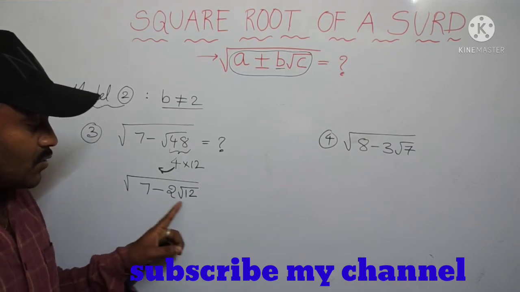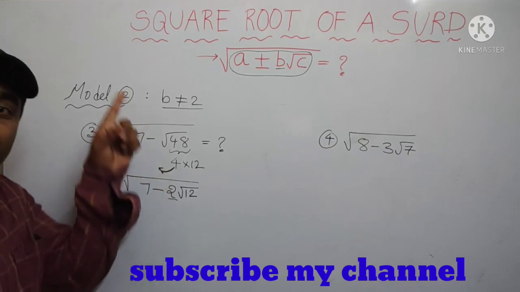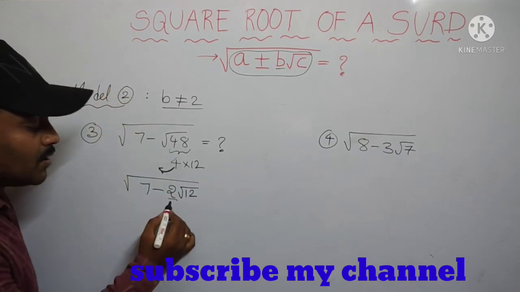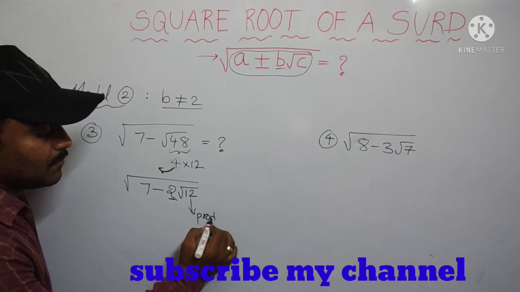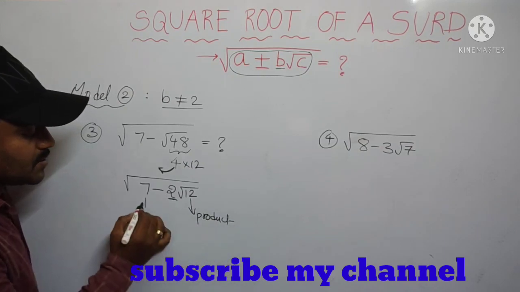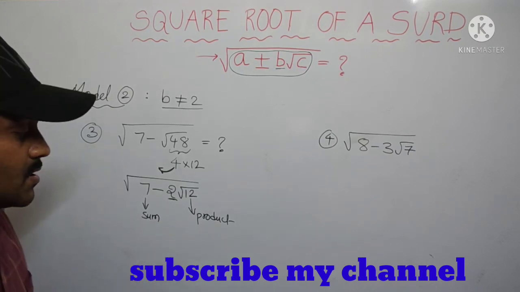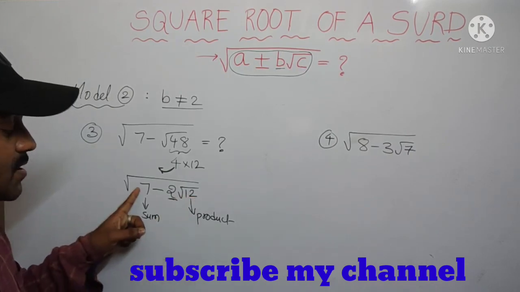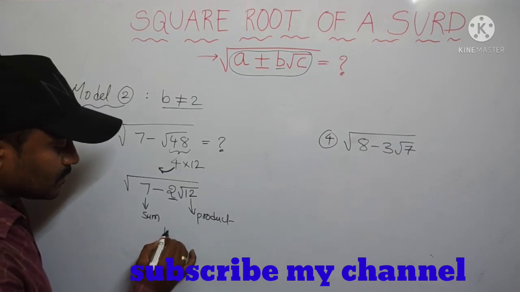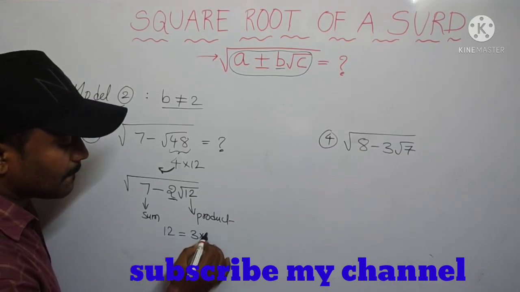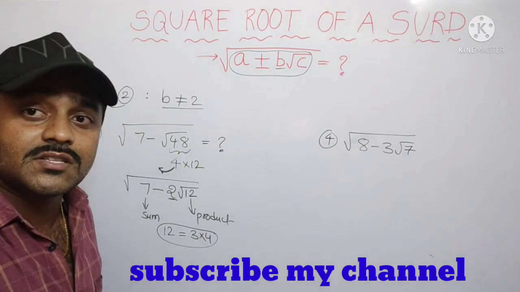Now if you observe, here we have 2. Now this problem is converted into model 1. Whenever you see 2 here, this is your product, and this is your sum. So now I want to find 2 numbers such that product is 12, sum is 7. You know very well, 12 we can write as 3 into 4. 3 times 4 is 12 and 3 plus 4 is 7.